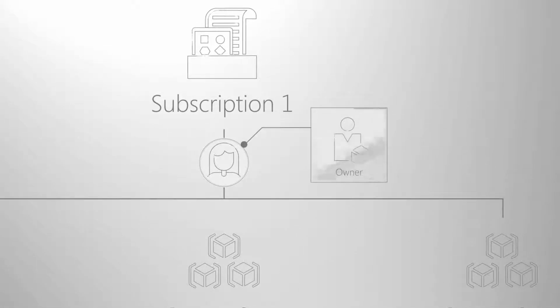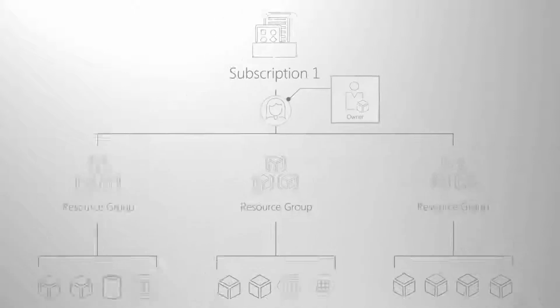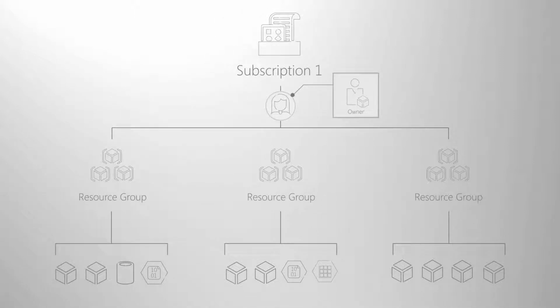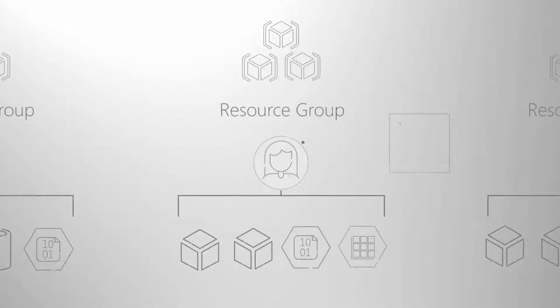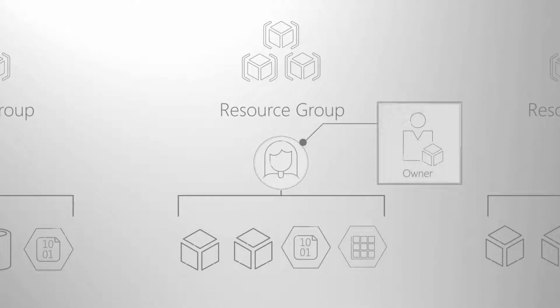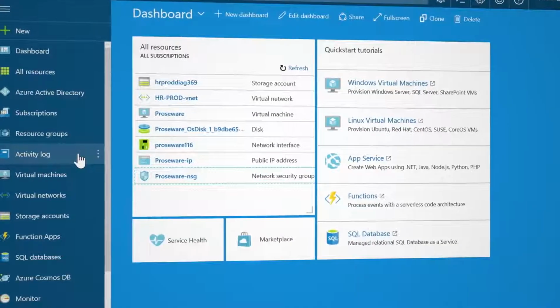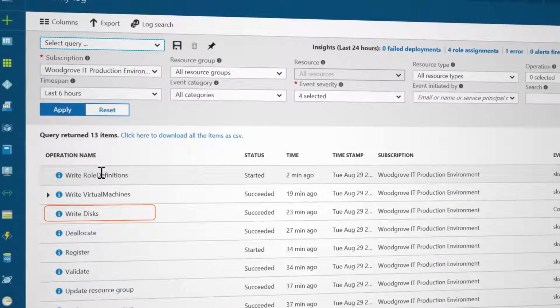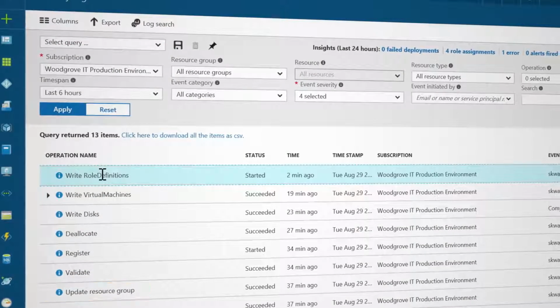If you've been assigned the owner role at the subscription scope, then you have full access to all the resource groups and resources within that subscription. If you've been assigned the owner role at the resource group scope, then you have full access to all resources within that specific resource group. Again, you can manage role assignments using the portal, command line tools, and the Azure Resource Manager API. In addition to controlling access, you can track actions happening in the system with the activity log that will show you subscription level events, including the RBAC changes.